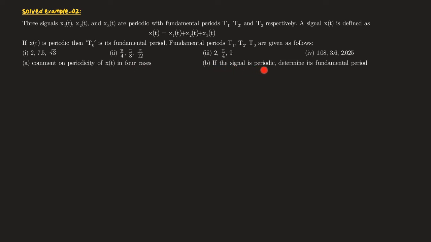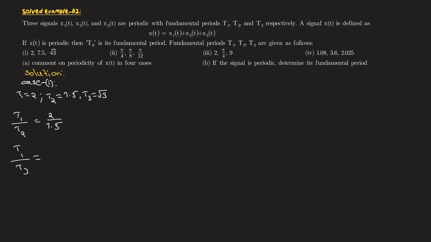And next, if the signal is periodic, determine its fundamental period. In the first case, the fundamental periods of x1, x2 and x3 are given as T1 equal to 2, T2 equal to 7.5 and T3 equal to root 3. So according to the procedure that we have studied, get the ratios of fundamental periods by considering one fixed fundamental period in the numerator. Consider T1 in the numerator and obtain T1 by T2, that is equal to 2 by 7.5. Next, obtain T1 by T3, that is equal to 2 by root 3.